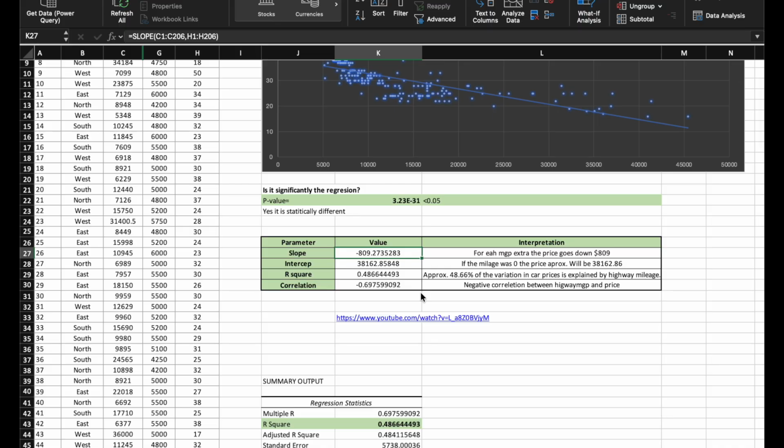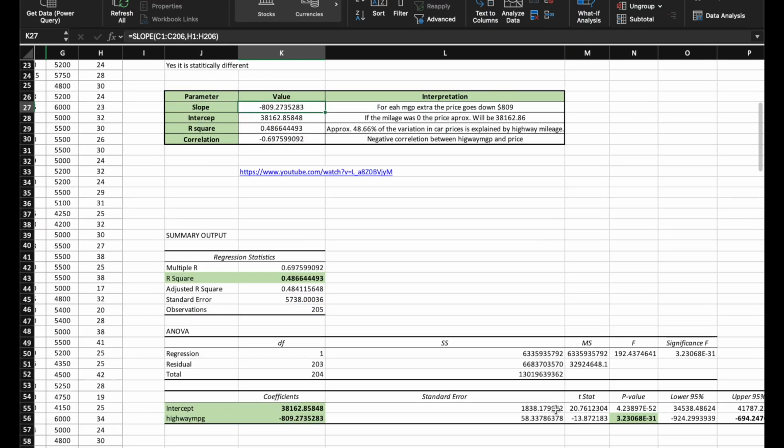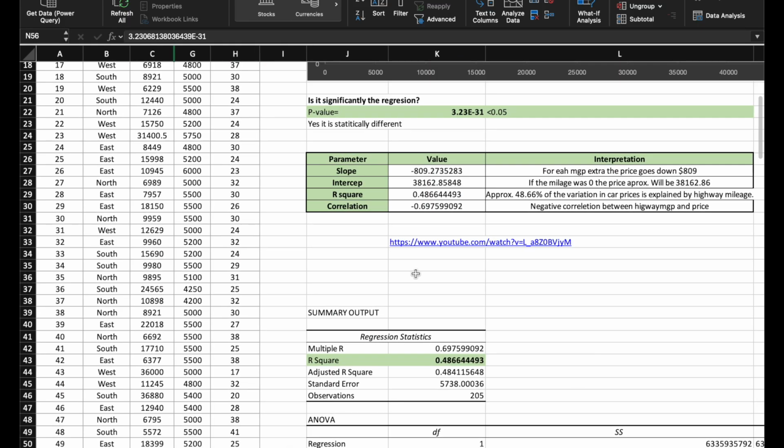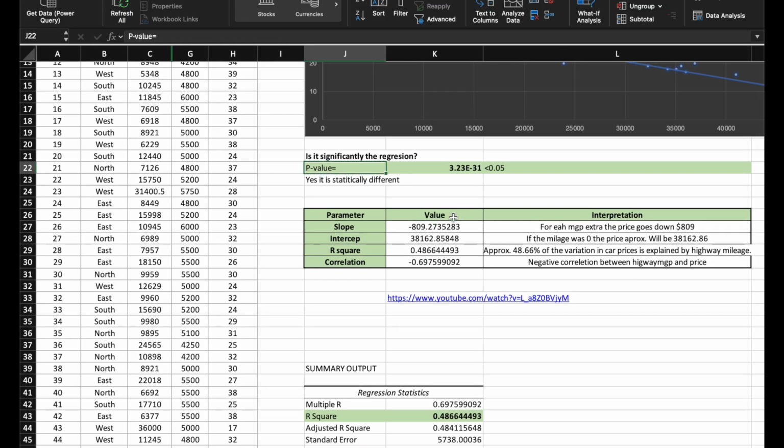And then here also the p-value that is right here is important because the p-value is below 0.05. So what does it mean? That this direction is statistically significant. Highway mileage is a real predictor of the car price in this model.